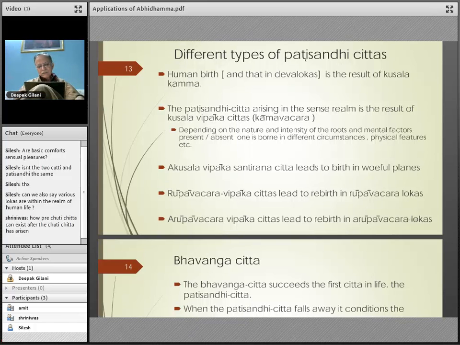Then if you have Akushala Vipaka Chitta, it will lead to birth in woeful planes, which means the lower four planes. If you have Rupavachara Vipaka Chittas, if you have performed those Rupa Dhyanas, it will lead to Rupavachara Lokas. If you are doing Arupa Dhyanas, it will lead to Arupavachara Lokas. That's how the relationship is identified. So if you are doing Dhyanas, then birth in the various Devalokas is likely, if you have established that, and that karma arises at that time.